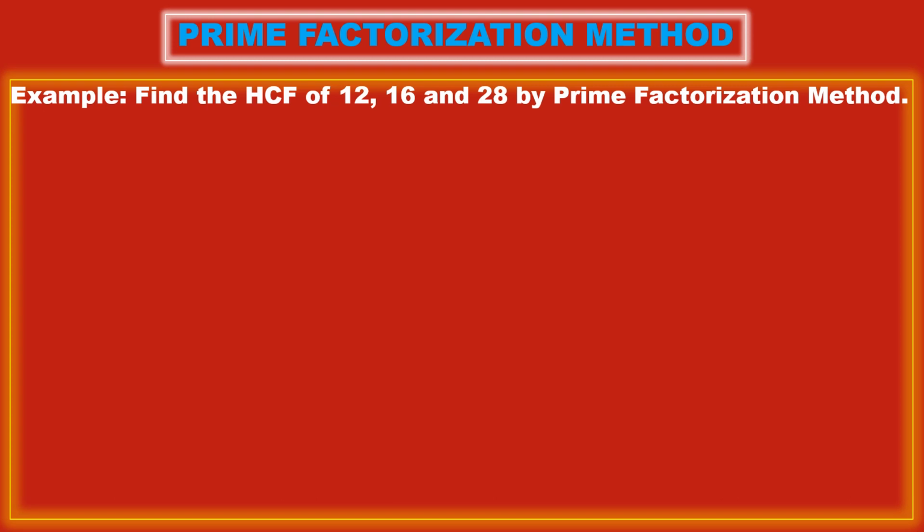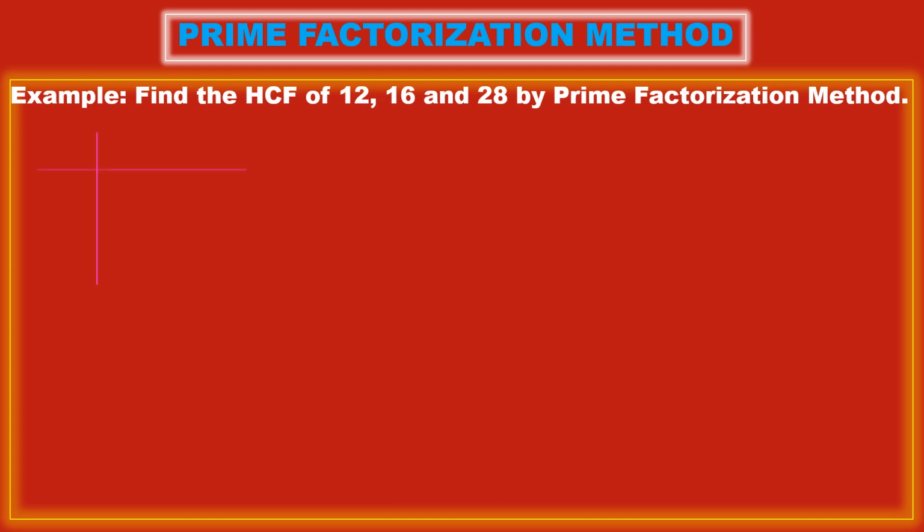Here is the first example. Find the HCF of 12, 16 and 28 by prime factorization method. So here he gave three numbers and we should find the HCF of these three numbers using the prime factorization method. We all know that prime factorization means we are factorizing the number using prime numbers. You should start from the least prime number and continue the process till you get 1. So let us start with 12 first.